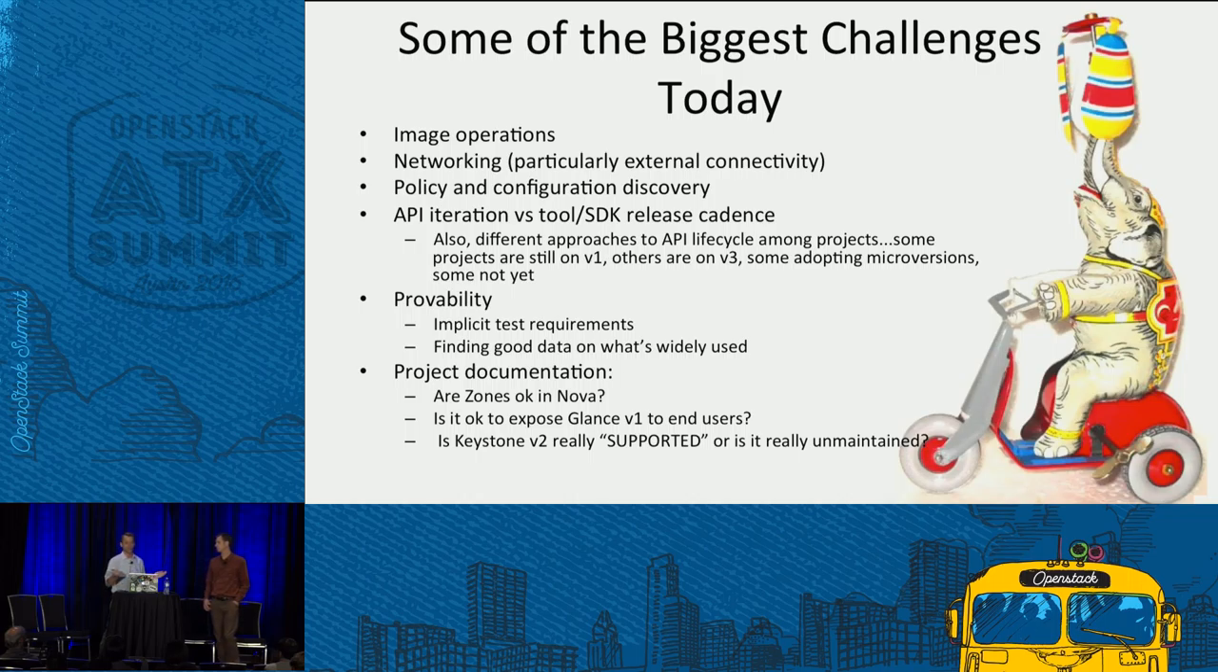Well, maybe it turns out that Glance V2, for some reason, doesn't meet the rest of our criteria, and that's not a thing we want to require everybody to offer. Well, how do we ask people to run that test if we don't require the thing that is required to set up the test? So that's a bit of an issue for us that we're working with QA to rectify. And then also finding good data on what's actually used.